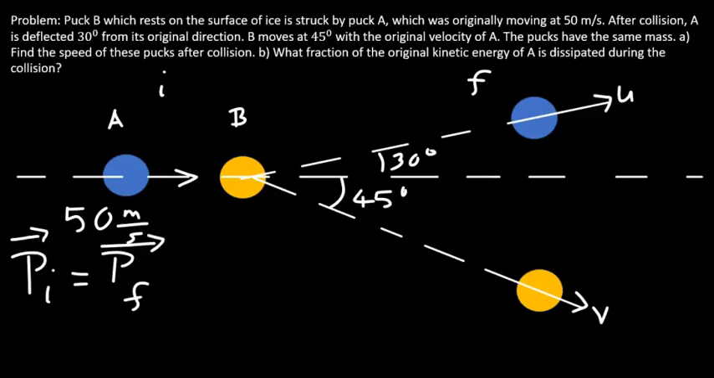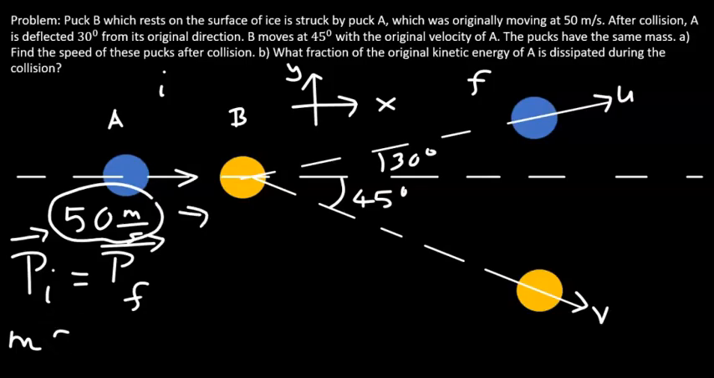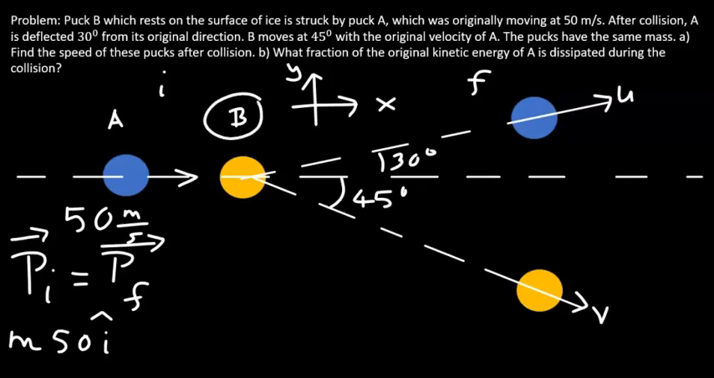The initial momentum of the system is only contributed by A because B is at rest, so no linear momentum from B. Now we shall take this direction to be the x direction and that to be the y direction. So the initial momentum of A is its mass, let's call it m, times its initial velocity. Now it is 50 meters per second in a rightward direction, so it's 50 times i hat, where i hat is a unit vector along the positive x-axis. As we have said earlier, there is no contribution to initial momentum from puck B.